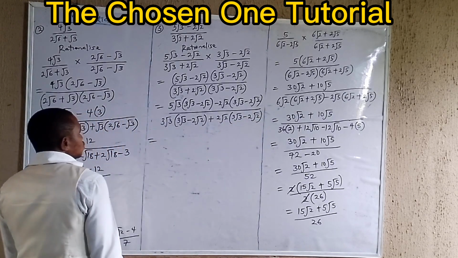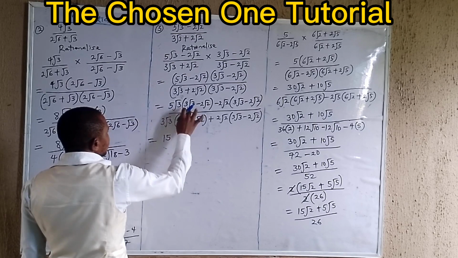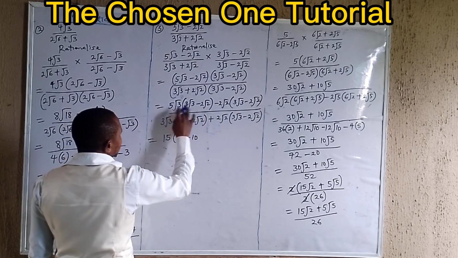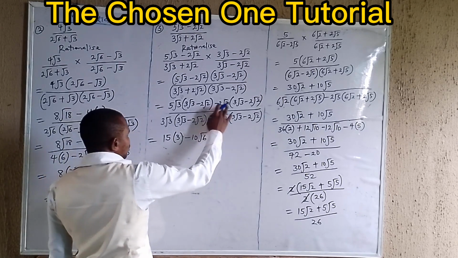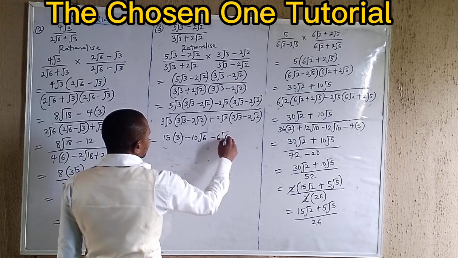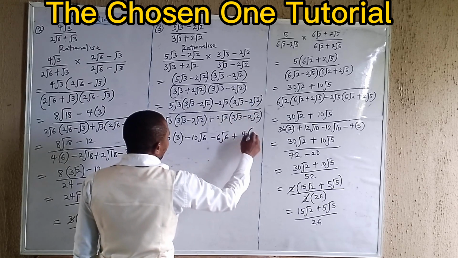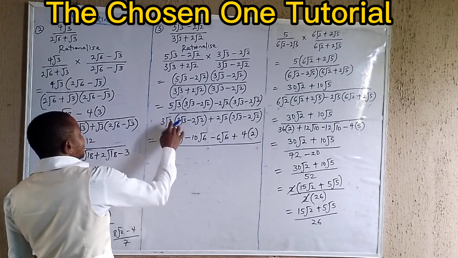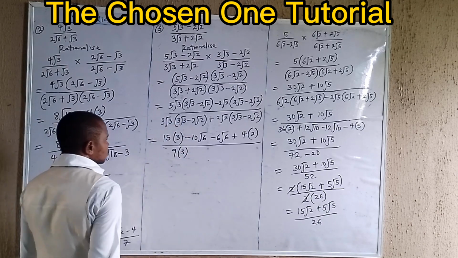So we are going to multiply now. 5 times 3, that will give us 15. Root 3 times root 3 will give us 3. 5 times 2, that will be minus 10. Root 3 times root 2 will give us root 6. Minus 2 times 3, that will be minus 6. Root 2 times root 3 will give us root 6. Minus times minus here will be plus. 2 times 2 that will be 4. And root 2 times root 2 will give us 2. Over 3 times 3, that will give us 9. And root 3 times root 3 will give us 3.